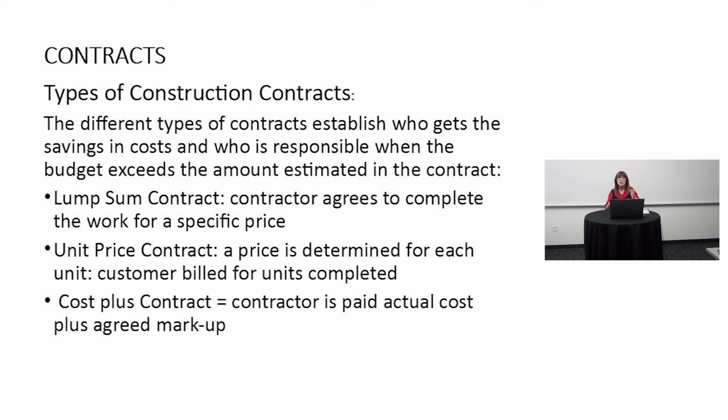The next one, a unit price contract. A price is determined for each unit, and the customer is billed for units completed. Pretty straightforward. The cost plus contract. The contractor is paid actual cost plus an agreed upon markup. This is a very safe way to do business.